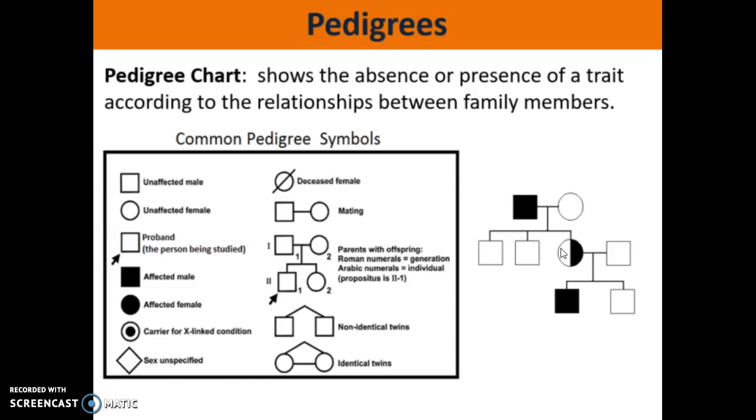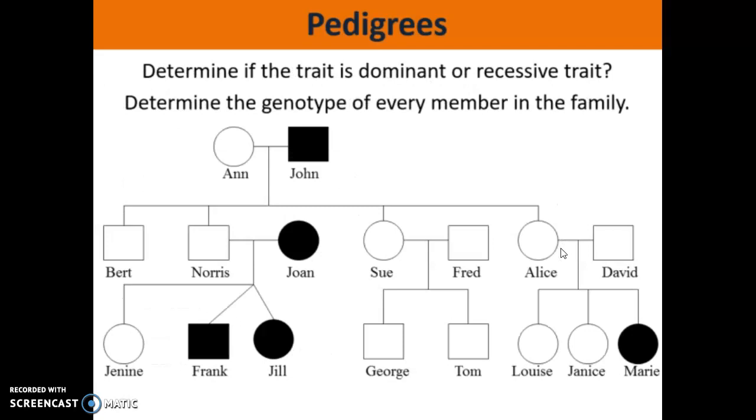All right? So the best way to learn about pedigrees is just to go through one together. So let's take a look at this pedigree chart here. Let's say that we're looking at the trait for being lame. The people who are shaded in have this horrible genetic condition of being lame people.